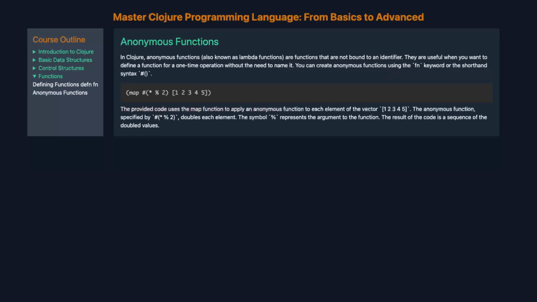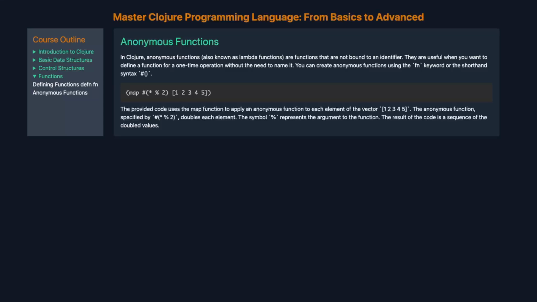Anonymous functions. In Clojure, anonymous functions, also known as lambda functions, are functions that are not bound to an identifier. They are useful when you want to define a function for a one-time operation without the need to name it. You can create anonymous functions using the fn keyword or the shorthand syntax hash.